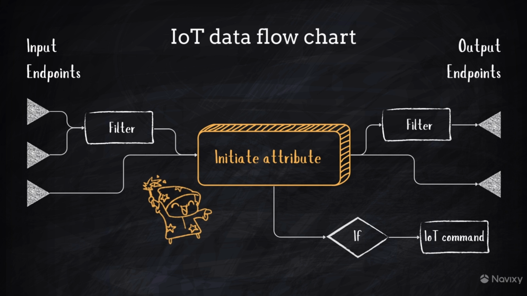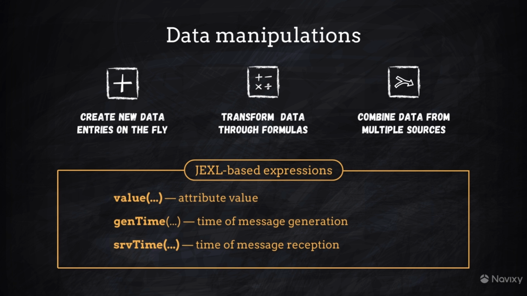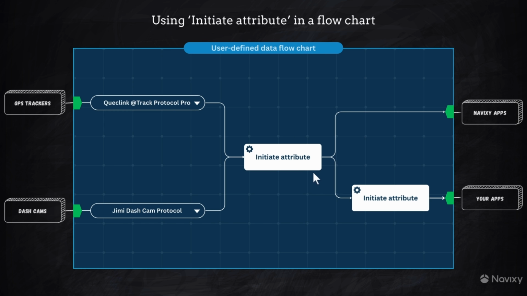Using the initiate attribute node, you can create new data entries, transform existing data through custom formulas, and combine information from multiple sources. As you'd expect from a potent data processing system, IoT logic excels at handling simple transformations and intricate cascading calculations without requiring much coding from your side. By chaining these nodes together, you can break down complex data processing tasks into a series of manageable steps, making it possible to build sophisticated data pipelines using a visual, low-code approach.